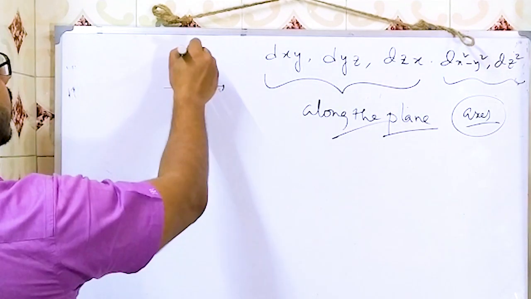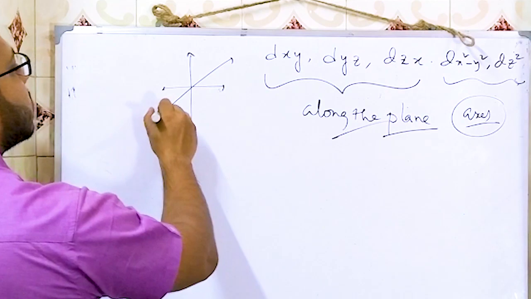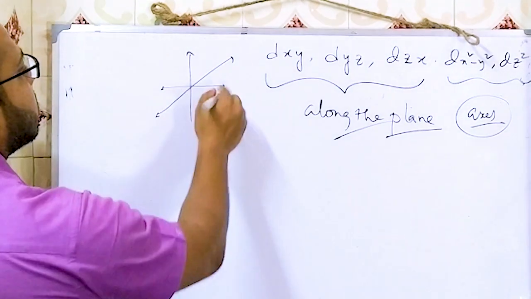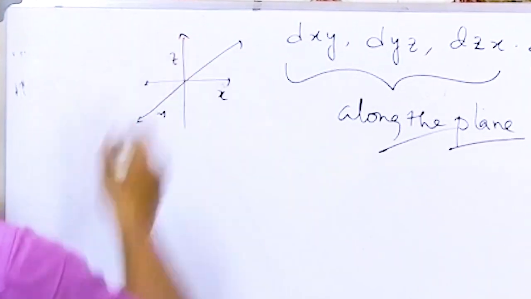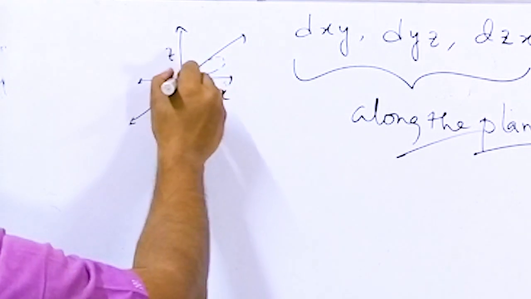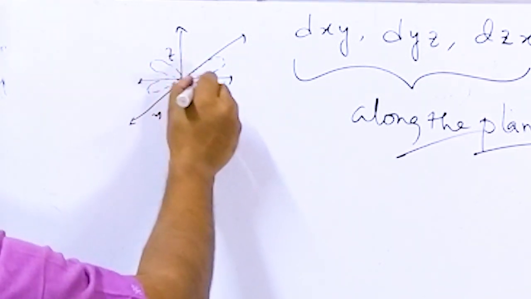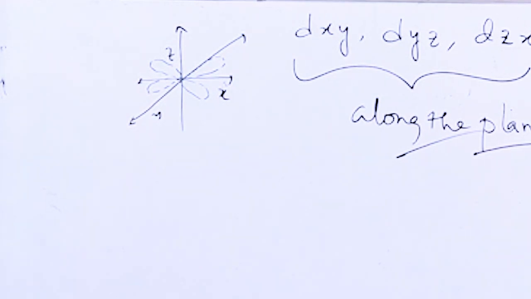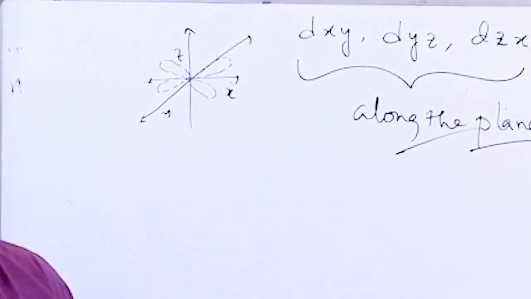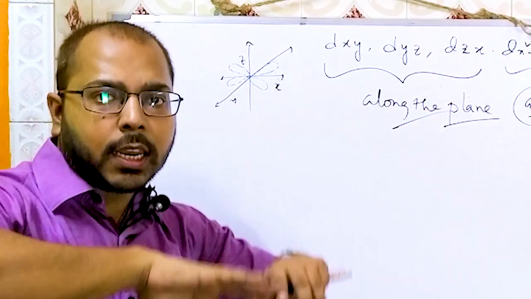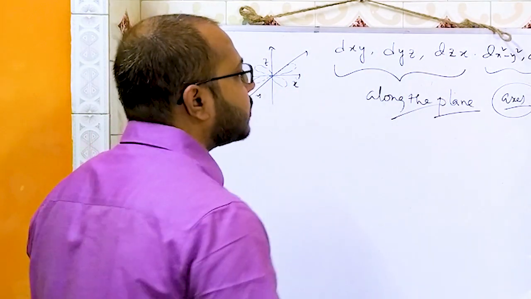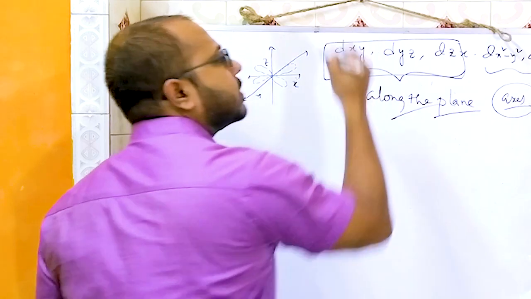Say for example, x, y, z, so you will have it like that. dxy means this one, dyz means y and z plane के ऊपर, dzx means z और x plane के ऊपर. Is it clear? So these three are spread over the plane, so their energy levels are the same.